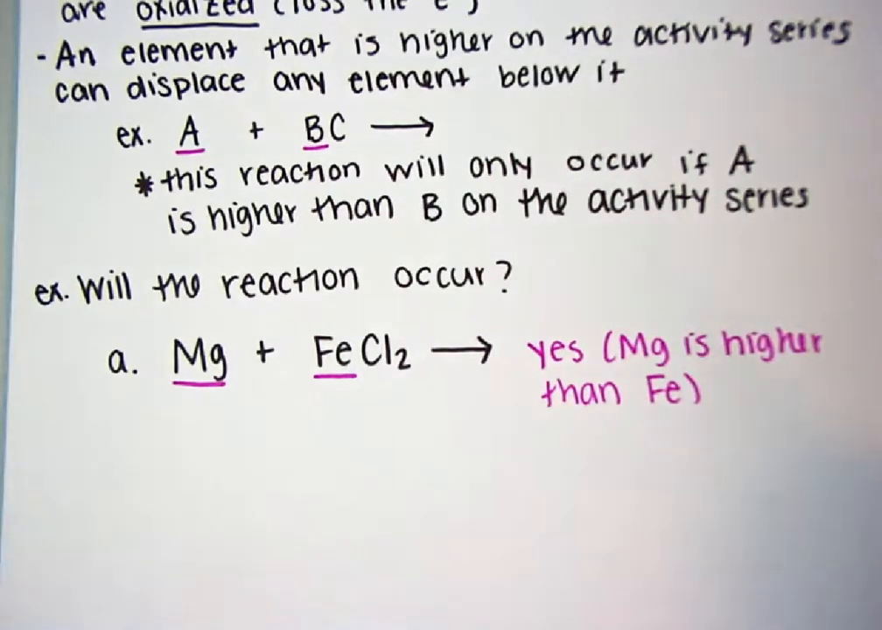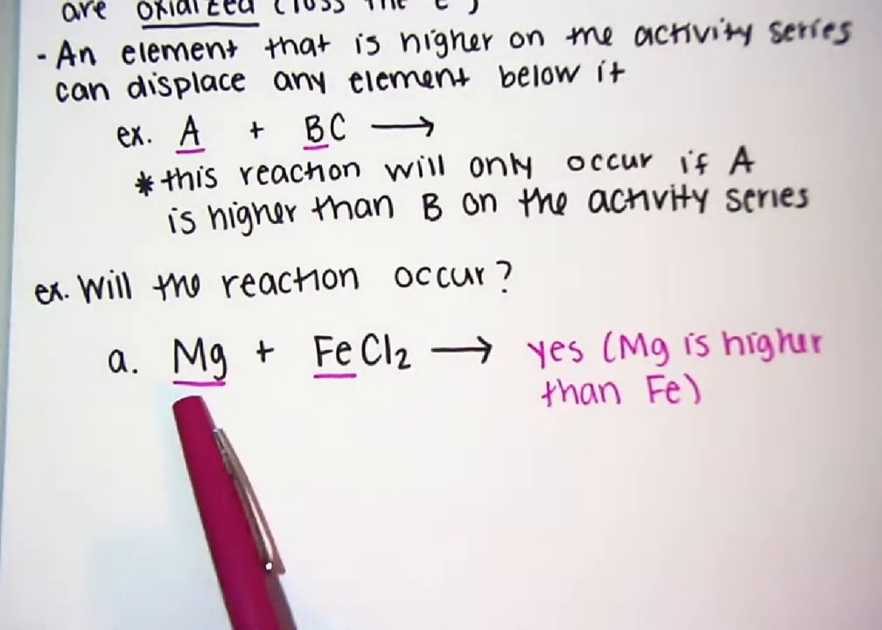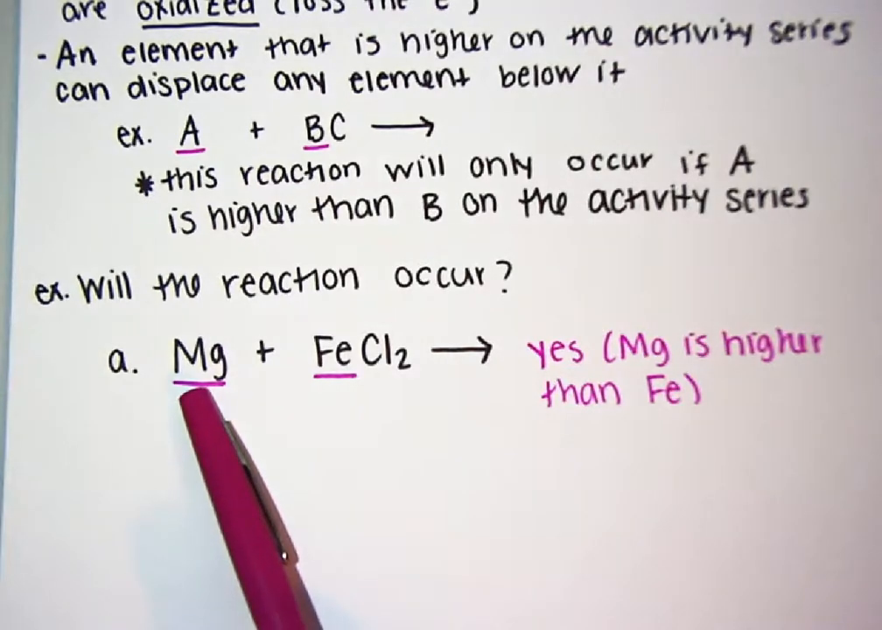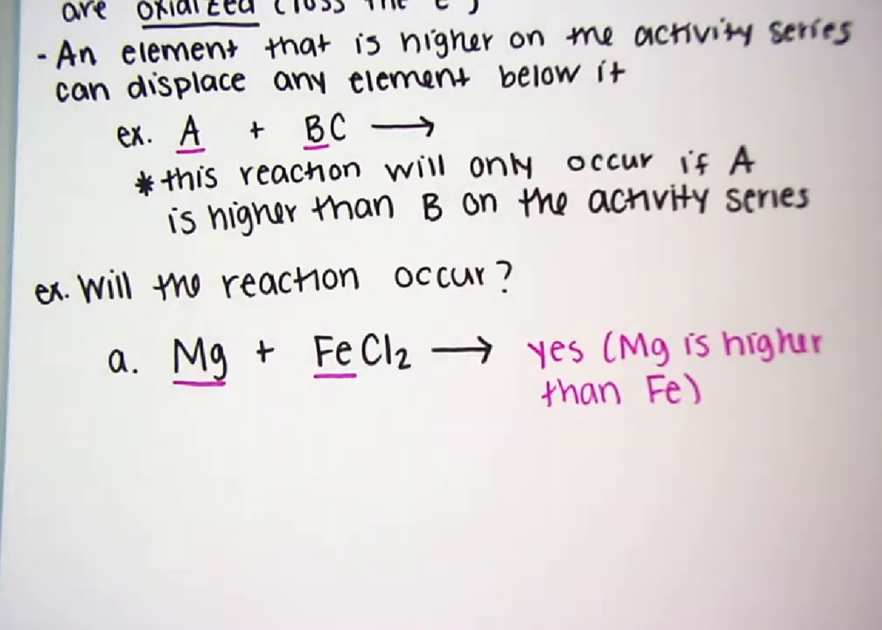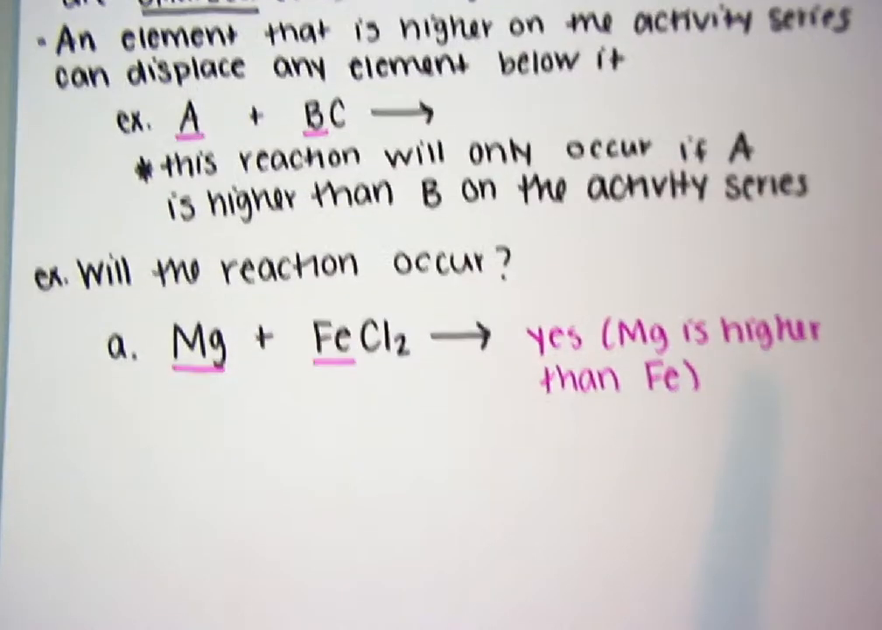Magnesium is more easily oxidized. It's easier for magnesium to lose its electrons. So magnesium will lose its electrons to chlorine. Chlorine will gain those electrons.